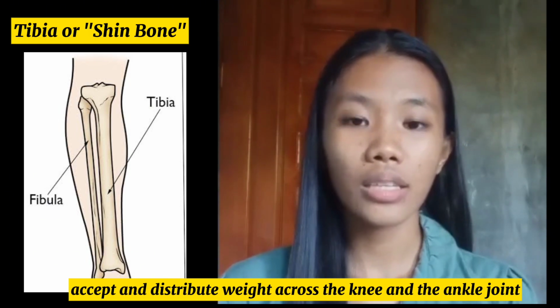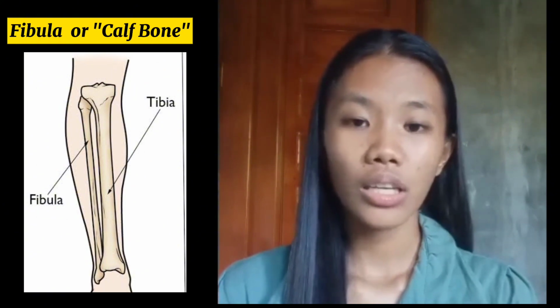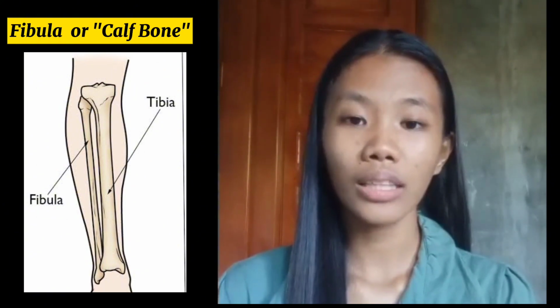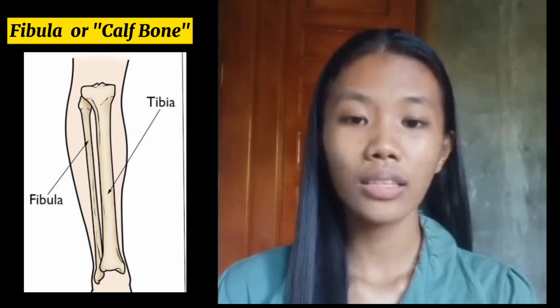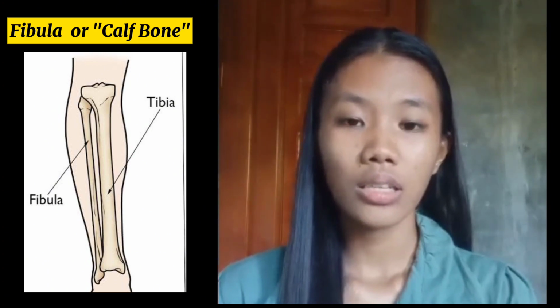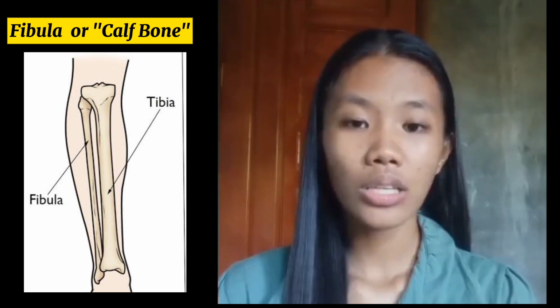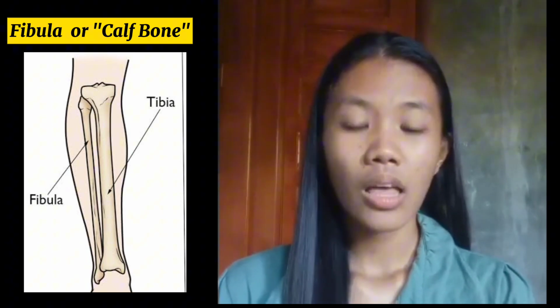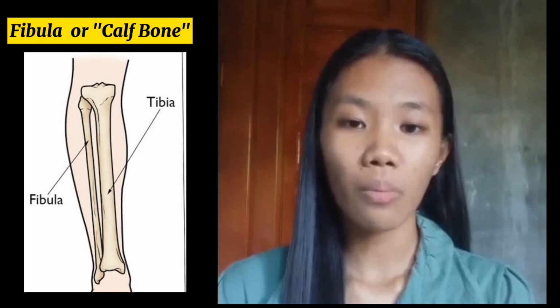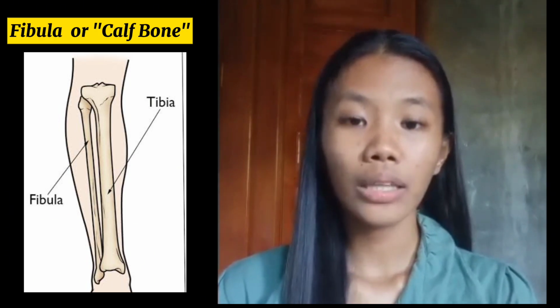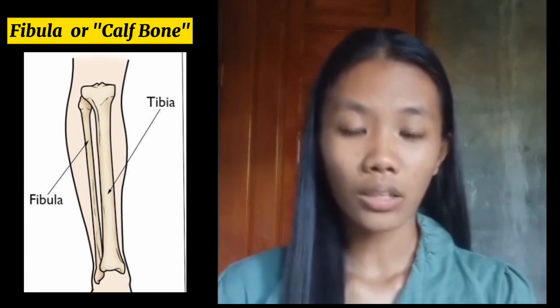And the next is the fibula, which is a bone located at the lateral side of the leg, and it does not bear weight. It serves primarily for muscle attachment and is largely surrounded by muscles. The main function of the fibula is to combine with the tibia and provide stability to the ankle joint.